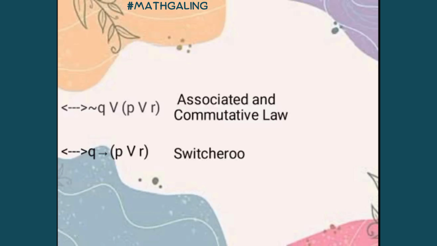After that, using the associative and commutative law, then not Q, then or R. Here the group is P or R. So using the associative law, since not Q, the negation of Q will become positive, so it will become Q. Then, as you can see here, using the conditional law, we can say that they are equal.